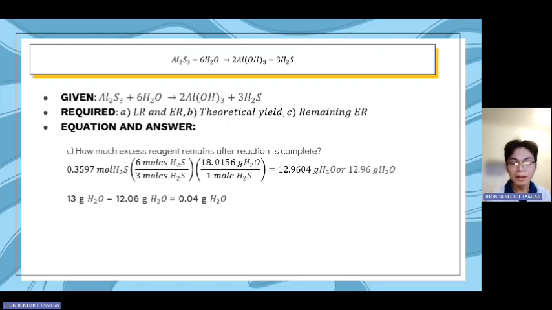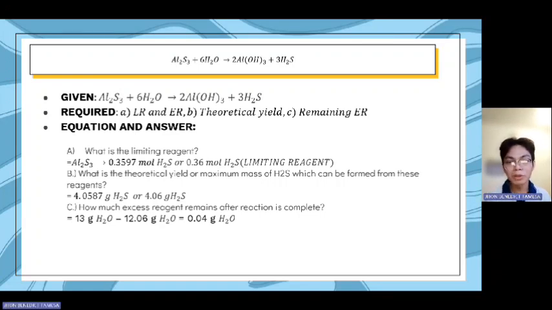Then we subtract it from the initial amount of our excess reagent, which is 13 grams. Then we have the answer of 0.04 grams of H2O. So ito na po yung natira sa excess reagent natin after the chemical reaction occurred from this process po.